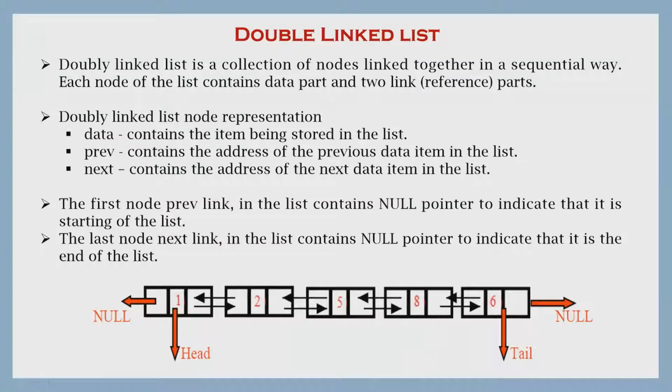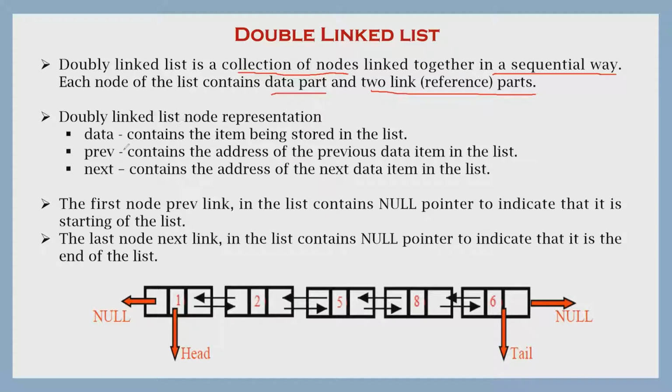Now let us see how we are going to create a double linked list. A double linked list can be defined as a collection of nodes linked together in a sequential way, so all the nodes can be accessed sequentially. Each node contains a data part and two link parts. One is pointing to the previous node, another is pointing to the next node.